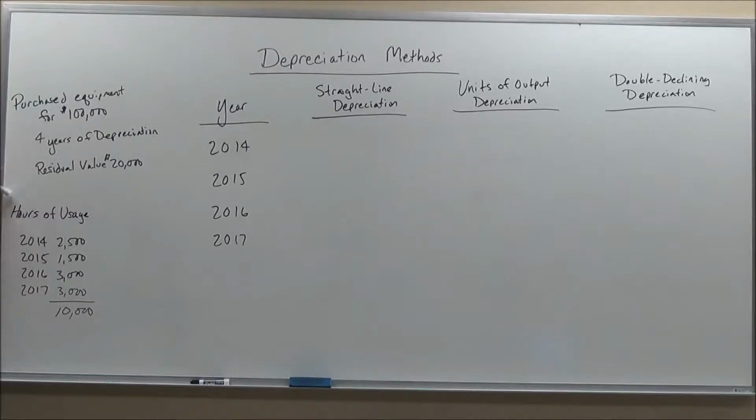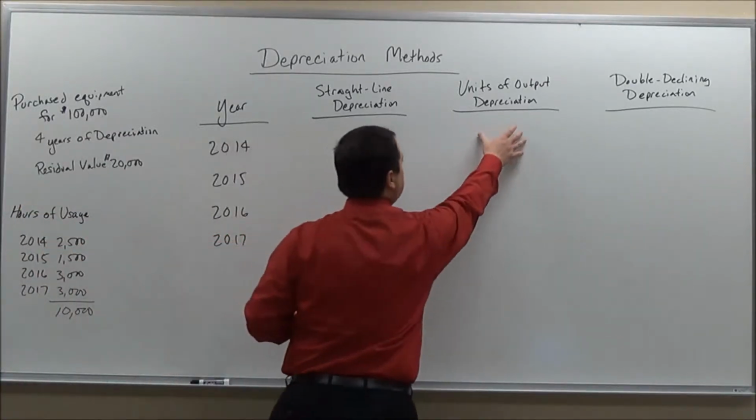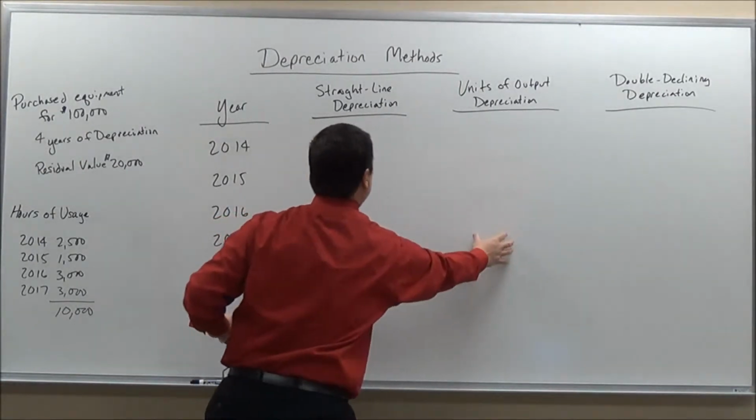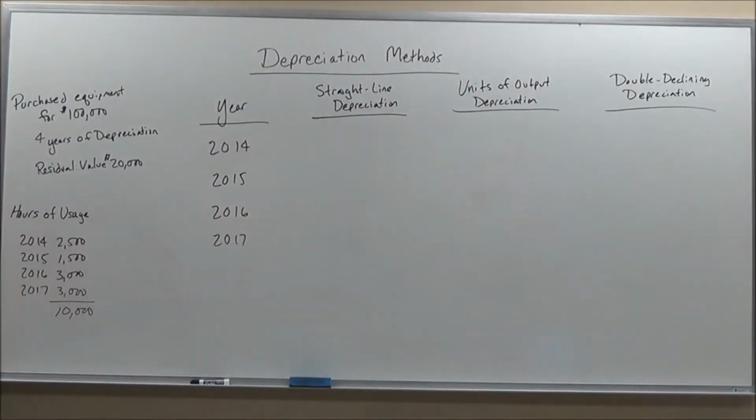Now here I'll give you some information about hours of usage. This pertains to this portion right here, and only this portion is how much we're going to be using of that per year. So that's what we're going to depreciate it by. We're going to compare these and see how they work.